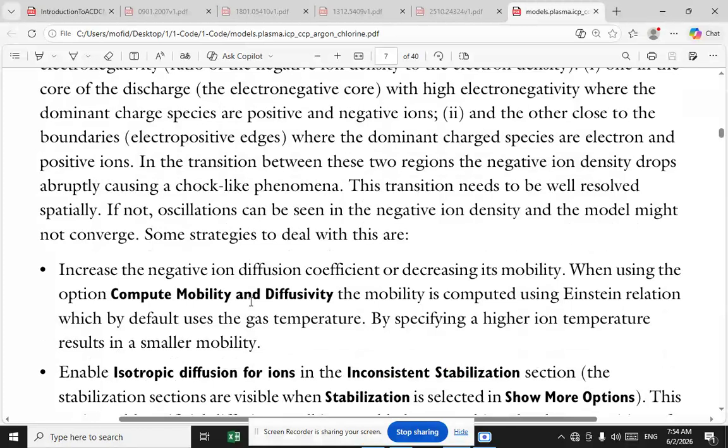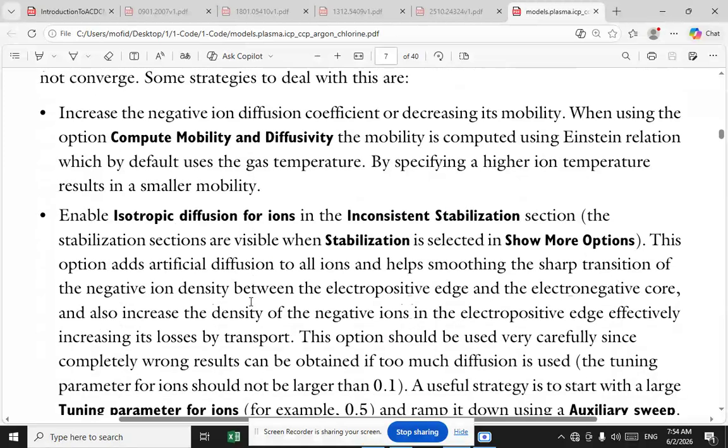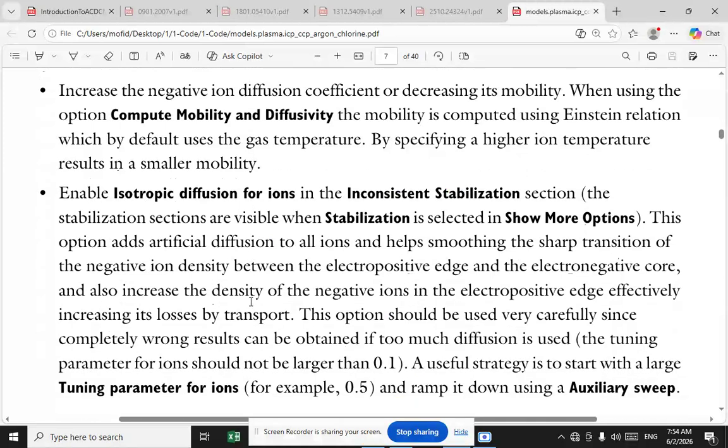If not, oscillations can be seen in the negative ion density and the model might not converge. Some strategies to deal with this are to increase the negative ion diffusion coefficient or decrease its mobility. When using the option compute mobility and diffusivity, the mobility is computed using the Einstein relation, which by default uses the gas temperature, but specifying a higher ion temperature results in a smaller mobility. Enable isotropic diffusion for ions in the consistent stabilization section.